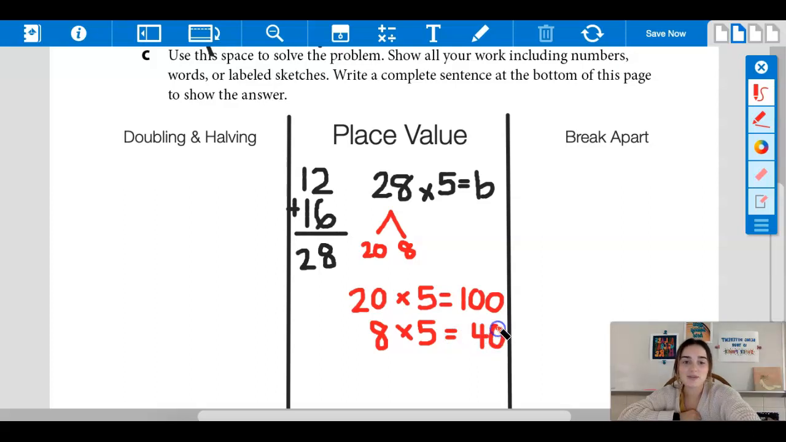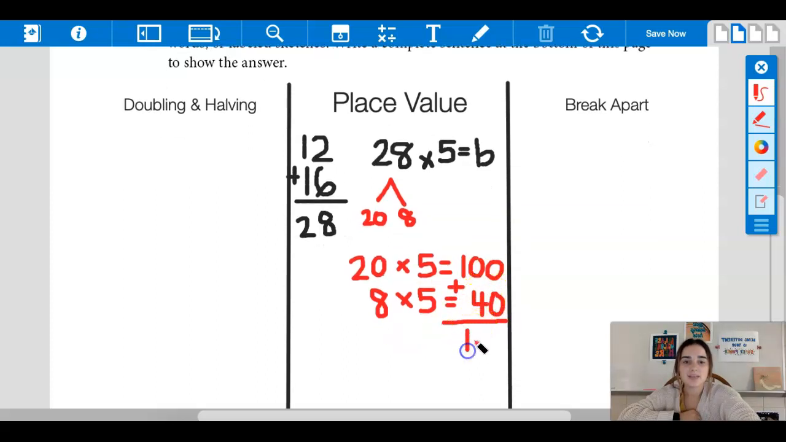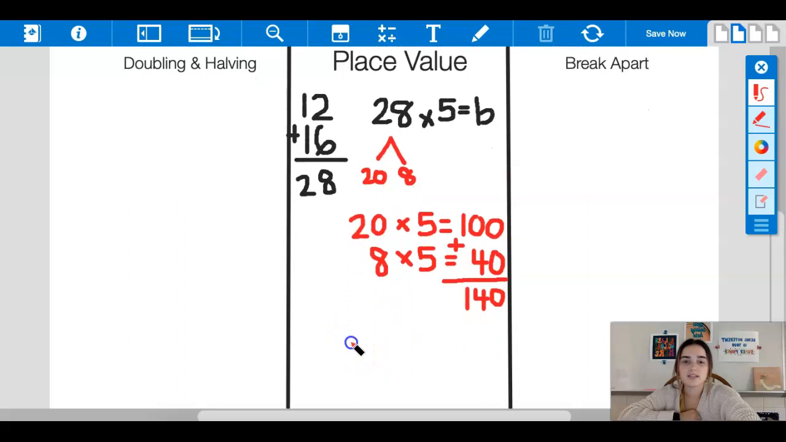All right, and we're not done yet. We need to make sure we add these two products together. And then we end up with 140. So to solve this equation, we could say that B, the number of beads, is 140. All right, that's our place value strategy.